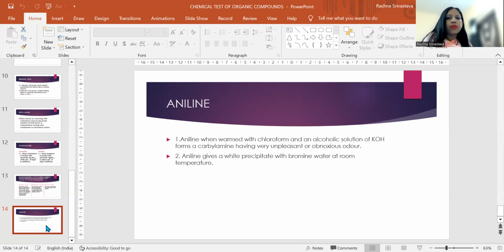So children, these are the important chemical tests of the organic compounds which are in our syllabus. I hope it will help you. Please keep updated with Chemistry Tute, because now I will be sharing the question-wise slides which will be helpful for your board exams. All the best and just rock in the board exam.